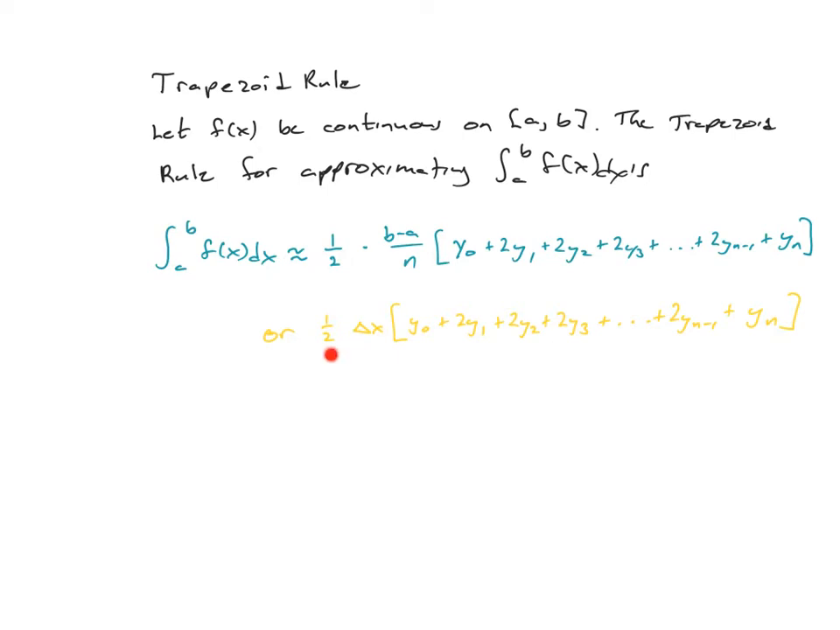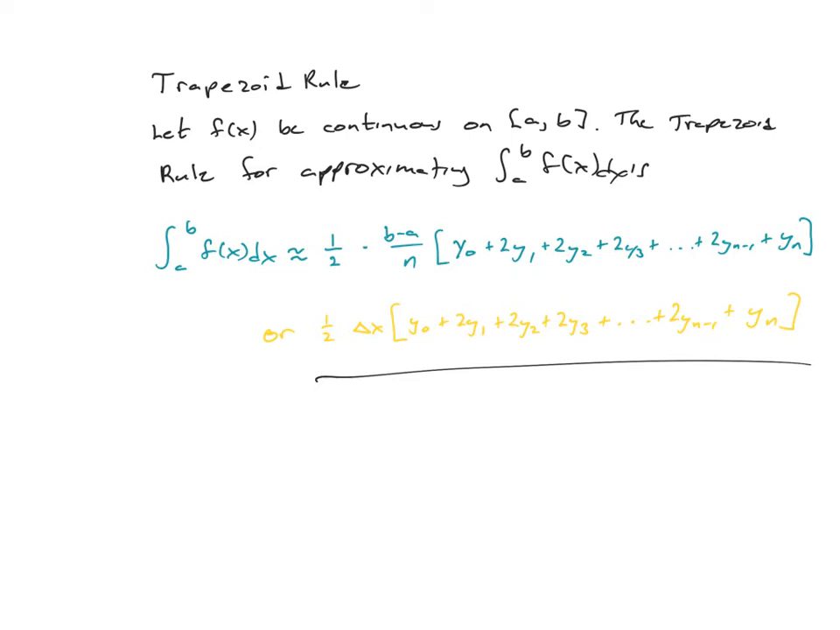Or if you want 1/2 times delta x times y0 plus 2y1 plus 2y2 plus 2y3 plus, that continues to be 2y sub n minus 1 plus y sub n. And that represents the trapezoid rule. And we can use that.